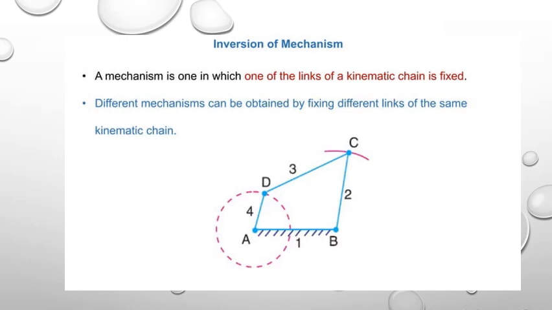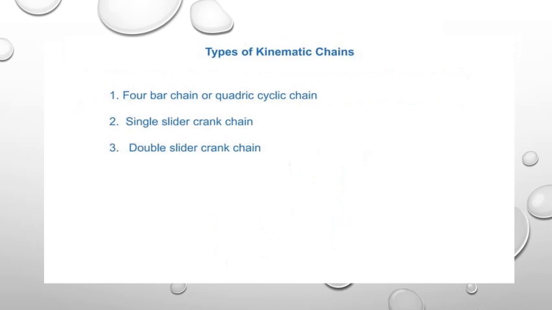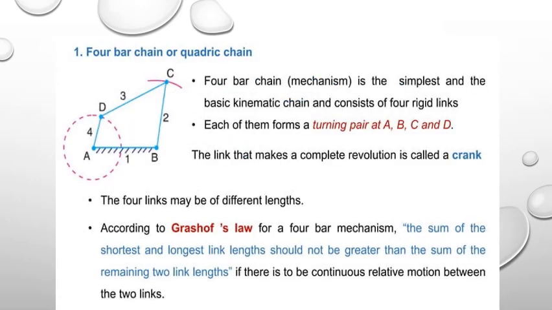While we see the figure, it shows A, B, C, D fixed with different kinds of links on the same kinematic chain. Next, types of kinematic chain: there are the four bar chain, single slider crank chain, and double slider crank chain. First, the four bar chain. We have already discussed the mechanism. That's the four bar mechanism. It's the simplest mechanism in this chapter.